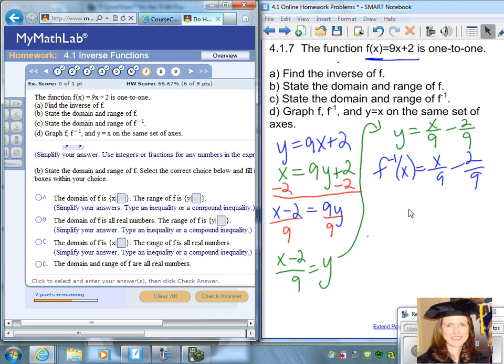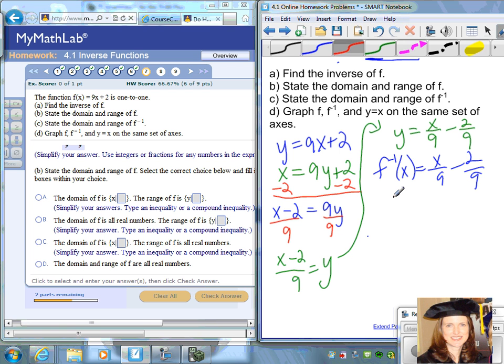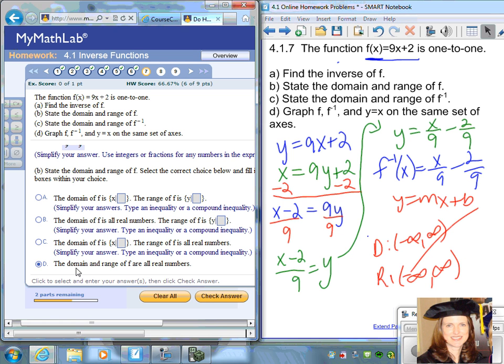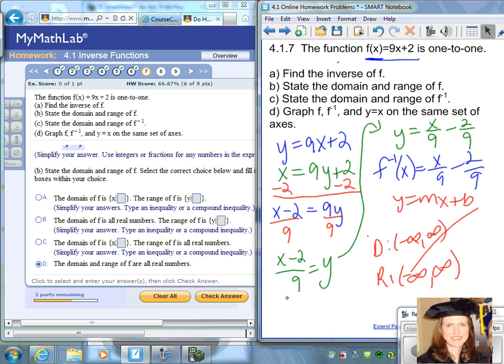Now the domain, if you recognize, this is a linear function as well. It's in the form of y equals mx plus b. So it's a linear function. It's going to look something like this. The domain and range is going to be from negative infinity to infinity. There are no restrictions on the domain and range. So for both of these, we say the domain is from negative infinity to positive infinity, and that's the same thing as saying all real numbers. All real numbers in the domain and the range.